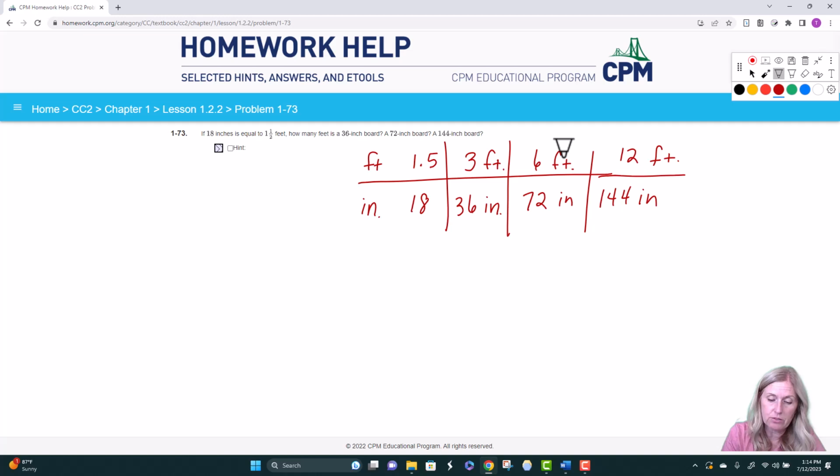Really what we're doing is we're multiplying the top number times 12 to get the bottom. See how the ratio, no matter which way you go, horizontally or vertically, the pattern is the same. So if you're looking at it this way, 1.5 times 12 is 18. 3 times 12, 36. 6 times 12, 72. 12 times 12, 144. Or times 2, times 2, times 2. Okay?